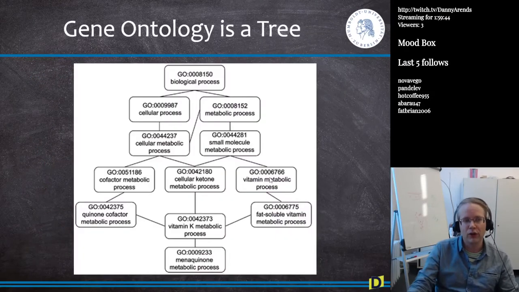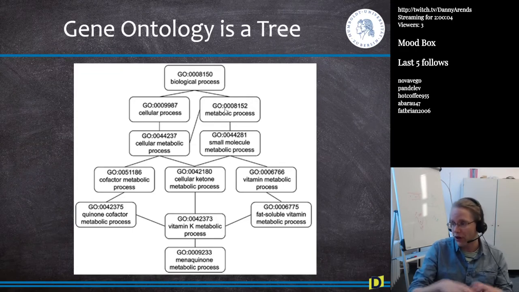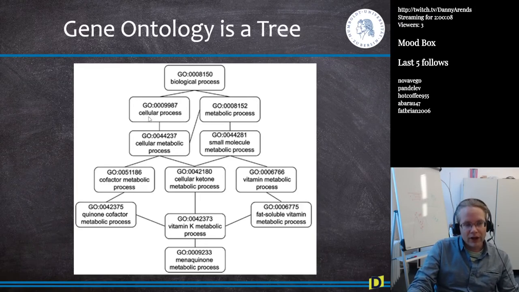So how does this look? Well, if we look at the biological process tree, all the way on the top we see biological process. Gene ontology says there are two different kinds of biological processes: cellular processes, which occur within a cell, and metabolic processes. Metabolic processes belong to the metabolome, right? So we have cellular processes, which are defined as either cellular metabolic processes, and metabolic processes can be either cellular metabolic processes or small molecule metabolic processes.